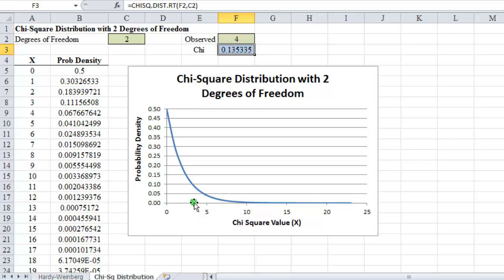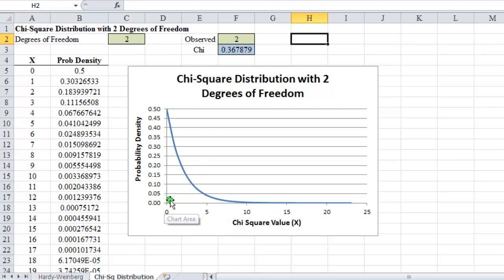So if we find the number 4, the result says that 13.5% of the area under this curve is greater than 4, and 1 minus this value falls to the left of 4. Let's try another number. If we find the number 2 on the horizontal axis, here we see that 36% of the area under this curve falls to the right of 2, and 1 minus 0.36 falls to the left.